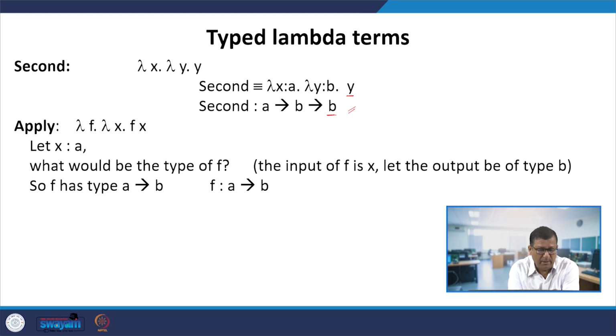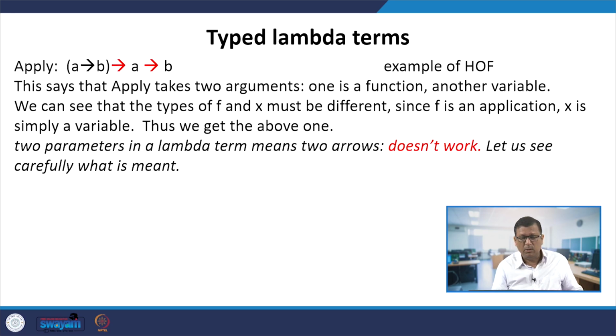Now we see the apply function, lambda f dot lambda x dot f x. Now x has type A. What would be the type of f? The type of f's argument is A, then return type is B, so f should be A arrow B. So then the type of apply will be: the first argument is a function, so it is A arrow B. The second argument is a variable, it is A, and return type is B, so we are getting B here. So this is an example of a higher order function, because input is a function. One is a function, another is a variable.